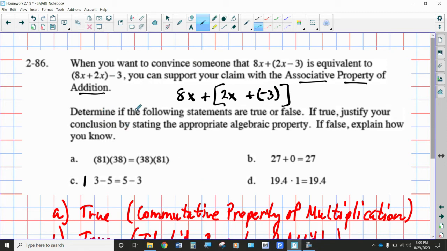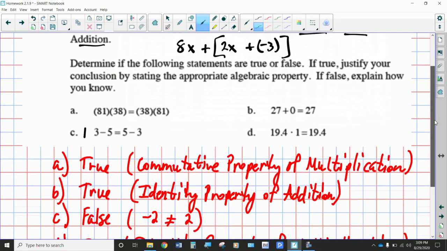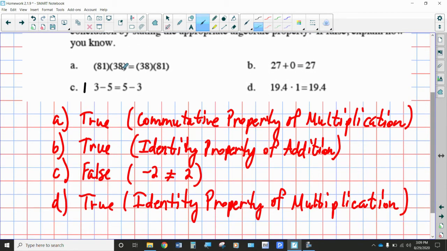Determine if the following statements are true or false. Justify your answer with properties. Are you allowed to rearrange the order of two numbers being multiplied? Yes, you can. That's true. That's the commutative property of multiplication.